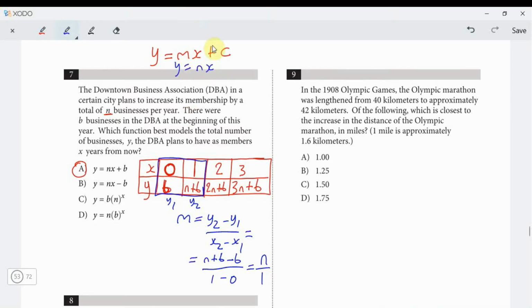And then your constant c is just the y-axis intercept. In other words, what is the y value when x equals 0? That y value is B. Wow! That's why it's option A. That's cool?